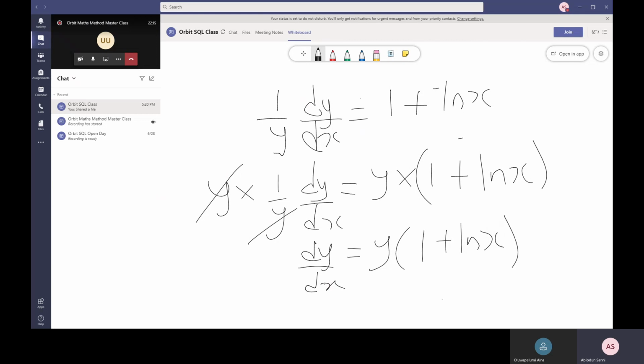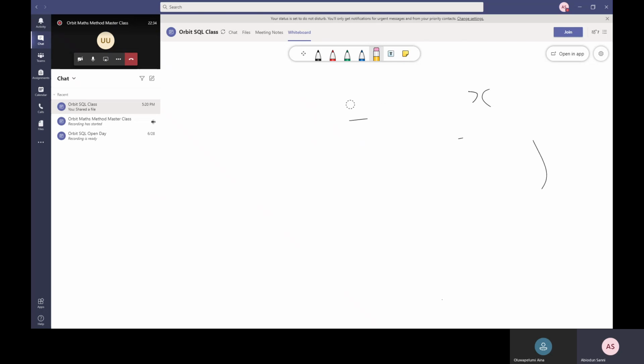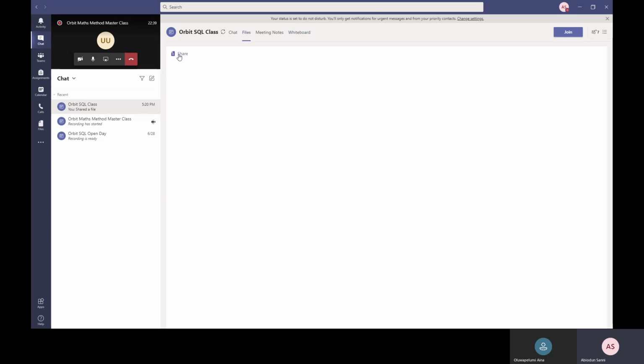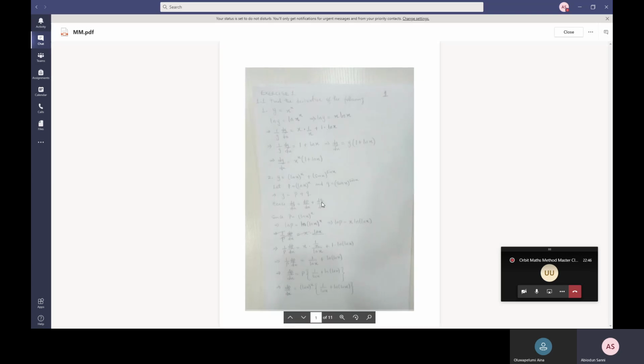Do you get that part now? Is it well understood now? Okay, so let me go up this part again. I think that's clear. So let's go back to our file. Let me increase this.